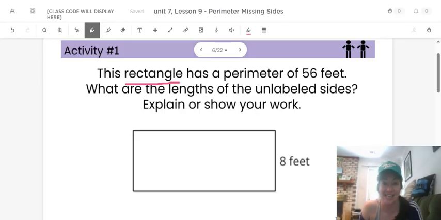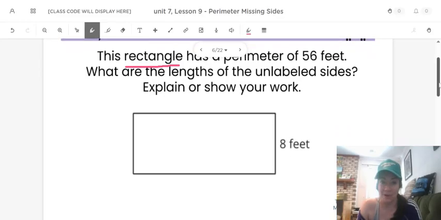This rectangle has a perimeter of 56 feet. What are the lengths of the unlabeled sides? Explain or show your work. Okay, pause the video, work on how you'd solve it, and then unpause the video, and I will come back and show you how I would solve it.